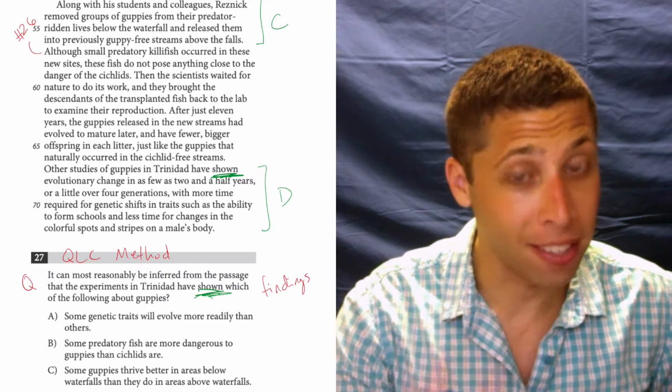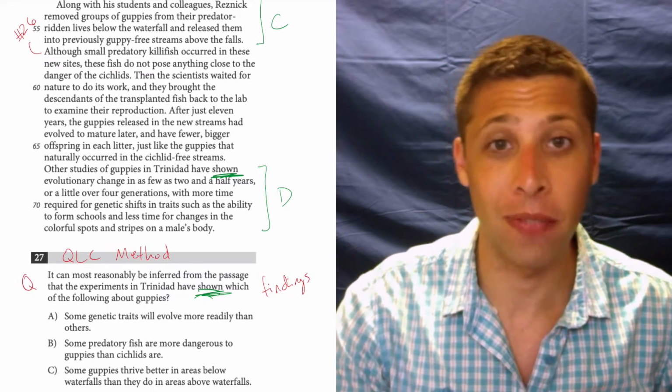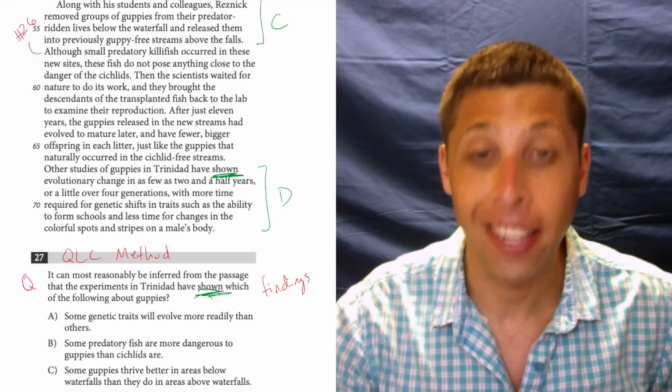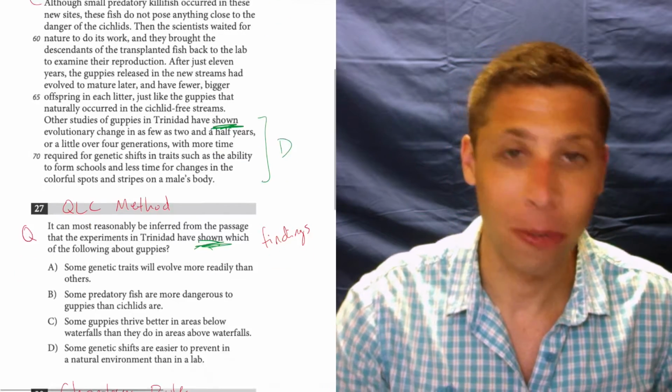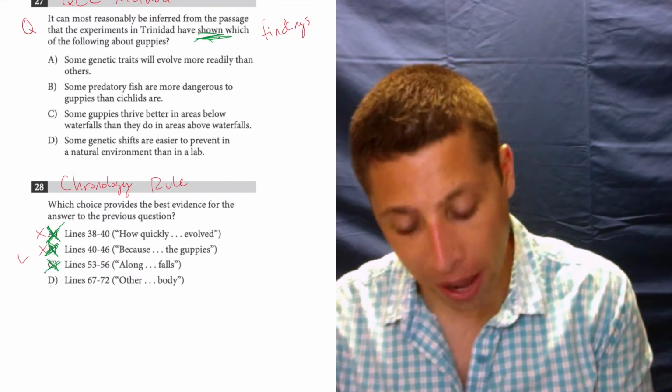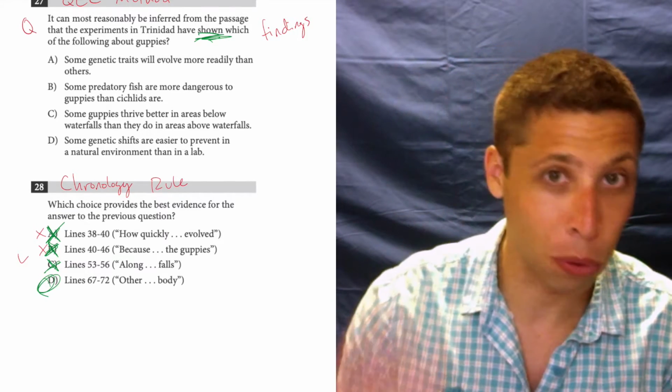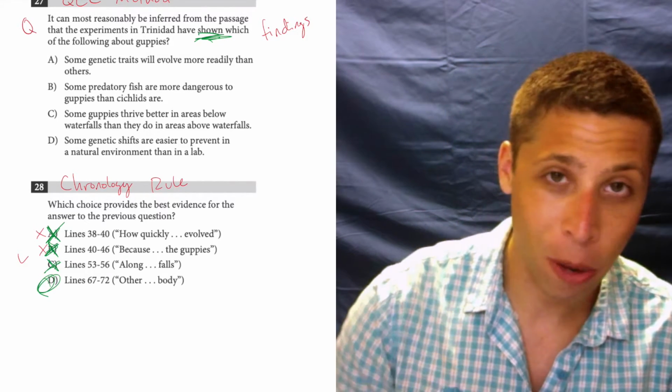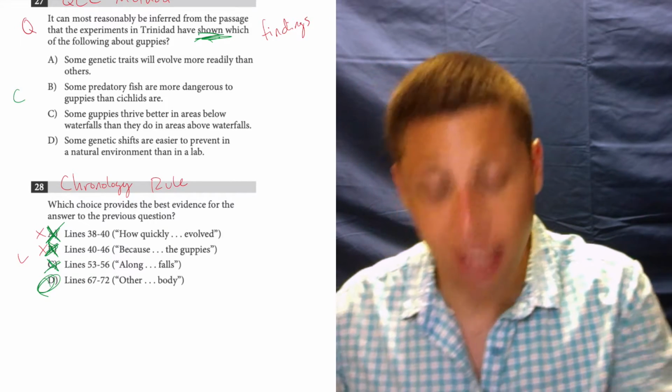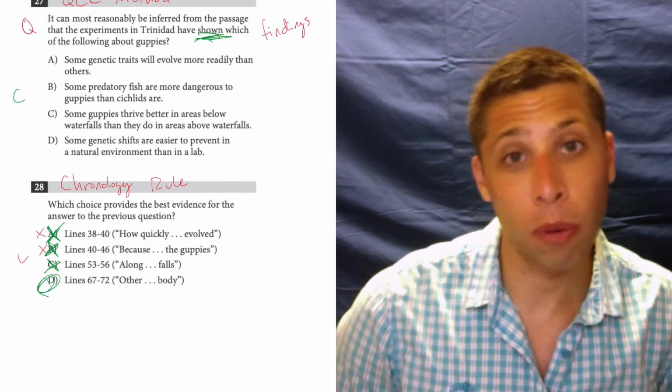There's a lot packed into that, but right now I don't care about the specifics, I only care about the general fact that those are clearly findings. So it's definitely D. I have no doubt about it, and there it is. It follows the chronology rule perfectly. Now let's go back to 27 and read the choices and see which one matches with those lines.